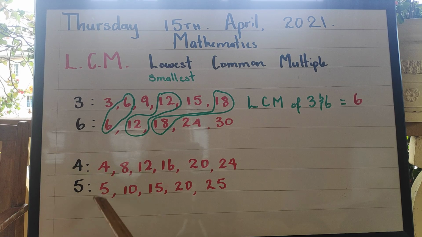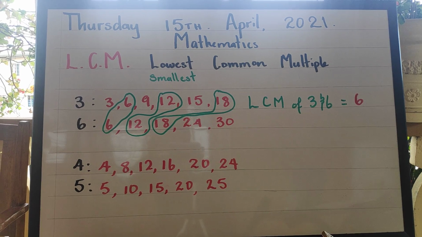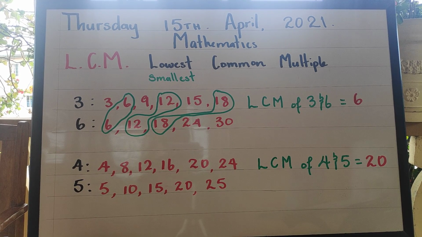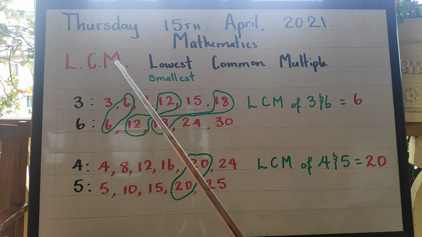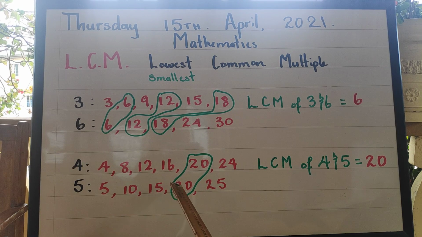So is 4 a common multiple? No. 8? No. 12? No. 16? No. 20? Yes. So we can stop here. We don't have to go any further. So the LCM of 4 and 5 is equal to 20. Let's write that. The lowest common multiple of 5 and 4 is 20. The LCM of 5 and 4 is equal to 20.